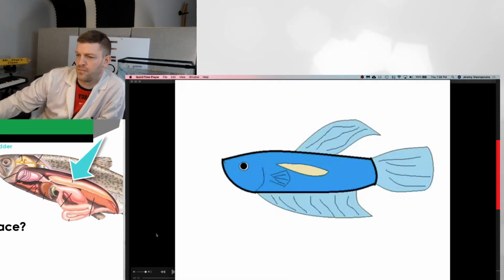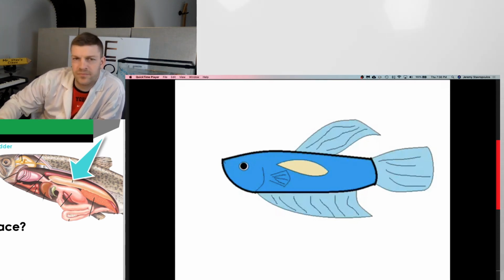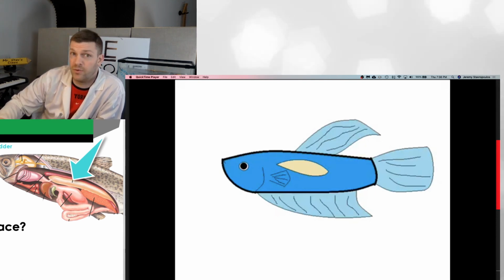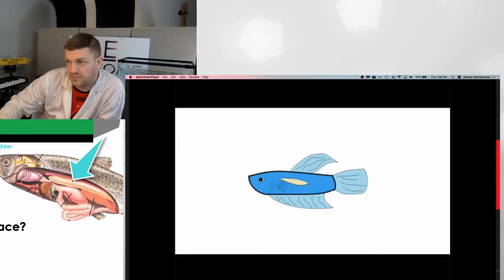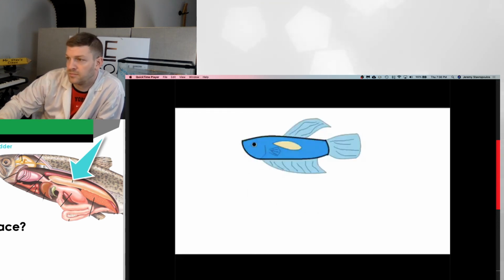Swim bladder is an organ in a fish's body that can expand and contract. Yeah, that's very important. It can expand. Why would it expand? Why would it contract? It's by either adding or taking away gas from the organ, and if the fish adds gas to the swim bladder, then he will float more towards the surface of the water.